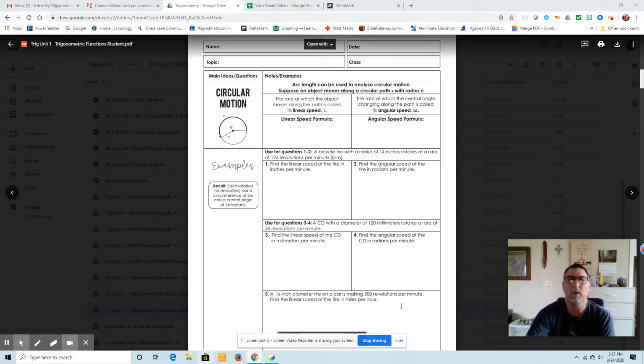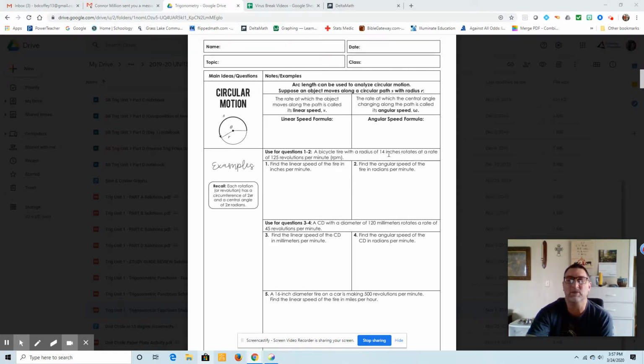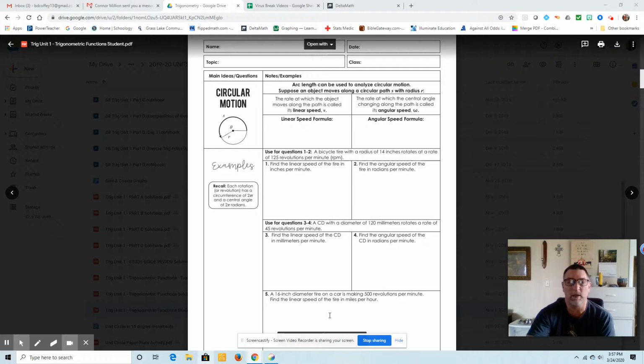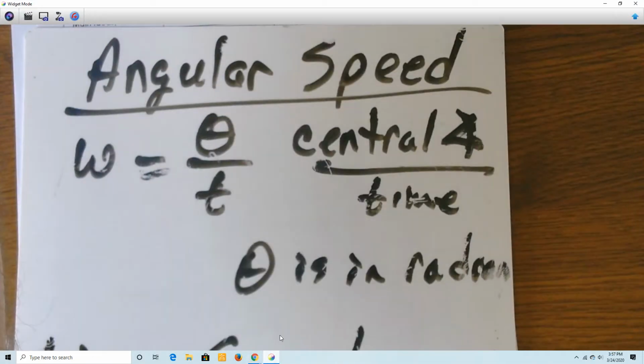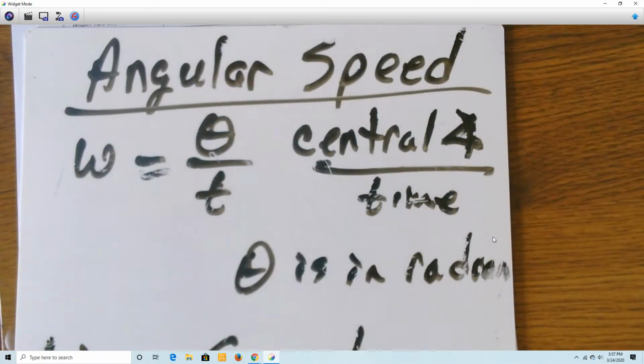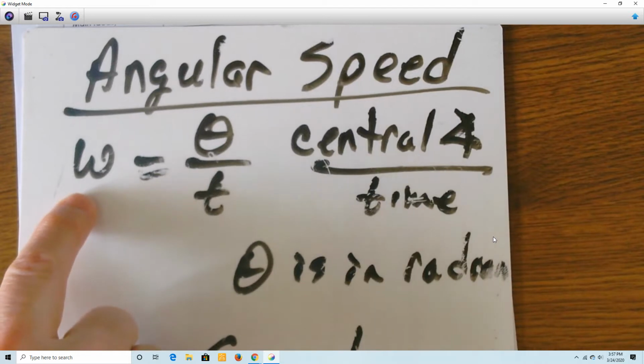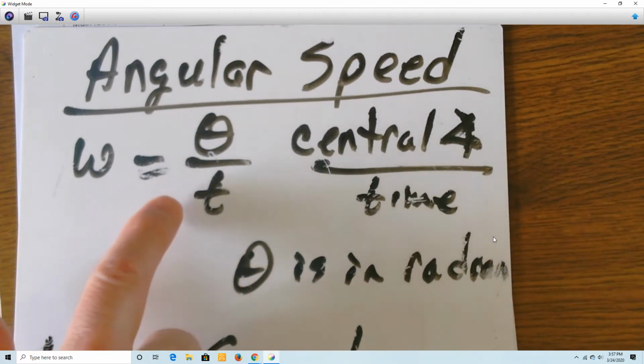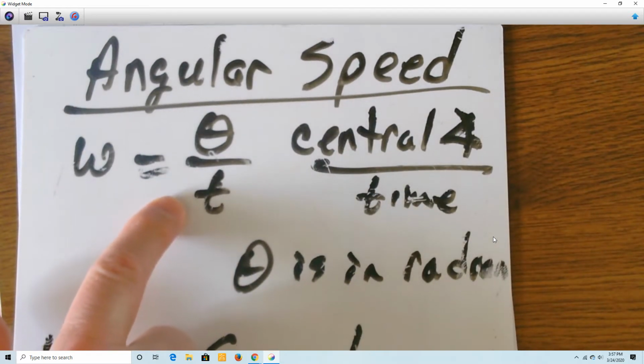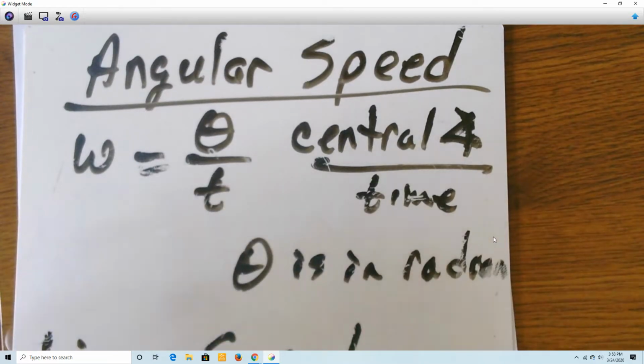So first of all, we're going to look at angular speed first, then linear speed, because of the way they work together. And so I have a little document camera here. For angular speed, we use w for that letter. And so we say the angular speed is equal to the central angle divided by time. So the central angle, that's always in radians.